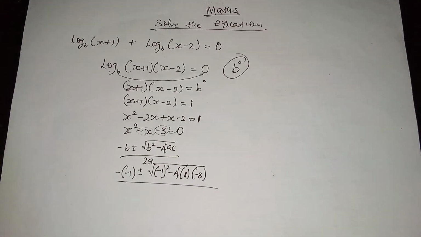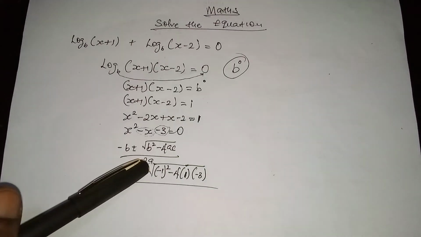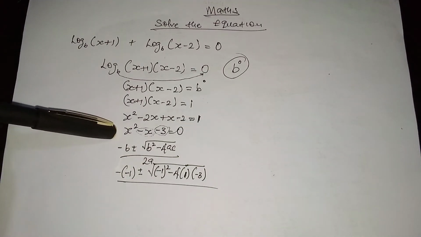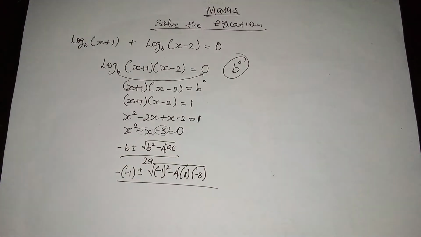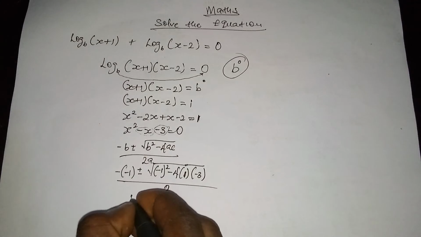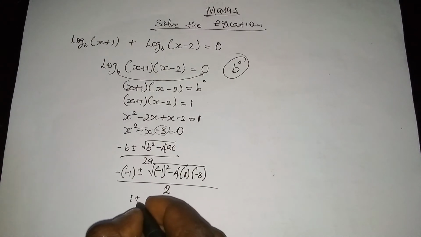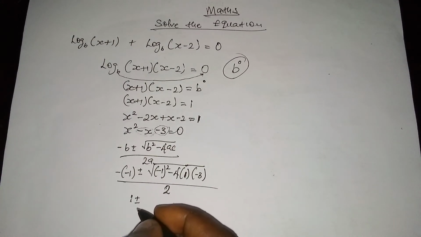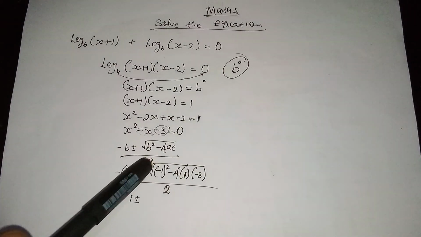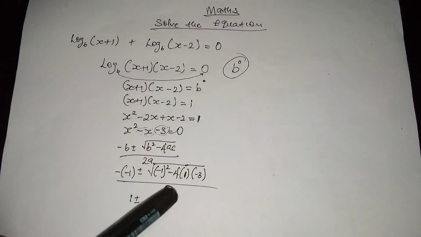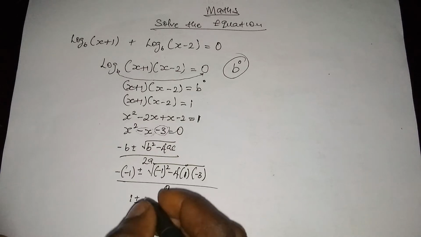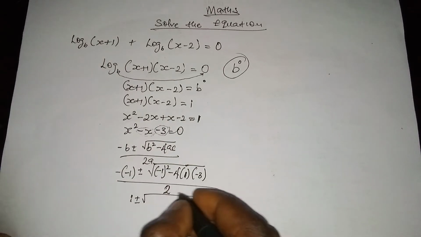So all of this will be divided by 2 times a, which is 2 times the coefficient of x squared, which is 1. 2 times 1 is 2, so I have 2, right? So from here I can tidy up. Negative into negative, I have positive 1, so I have 1 plus or minus what I have here, b squared, which is negative 1 squared. Negative 1 squared is equal to 1. I have 1.